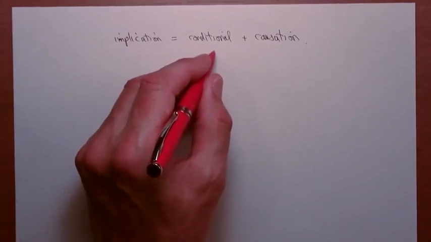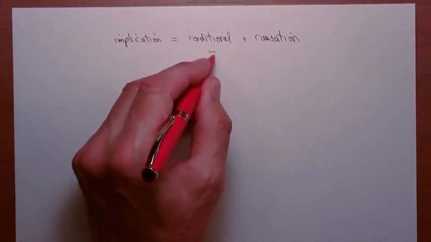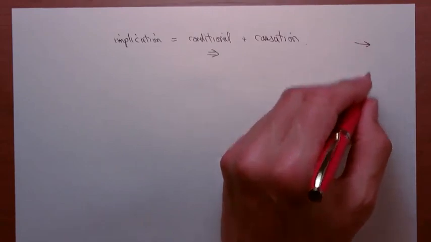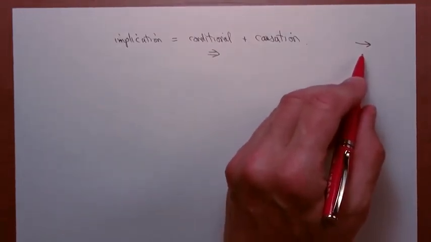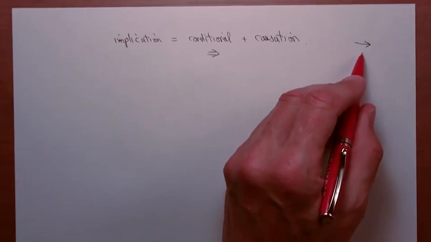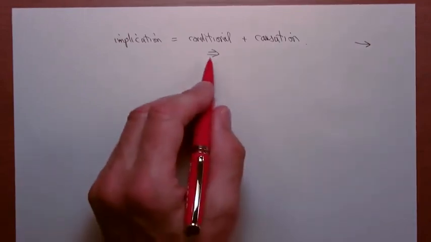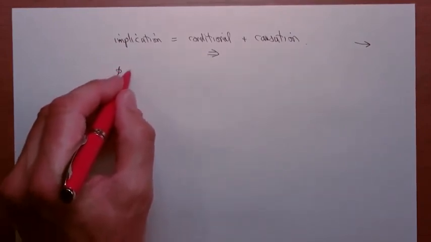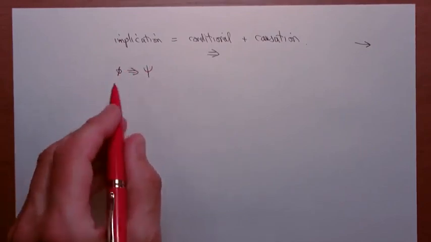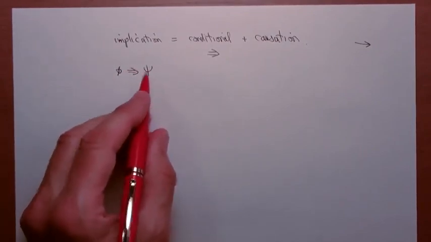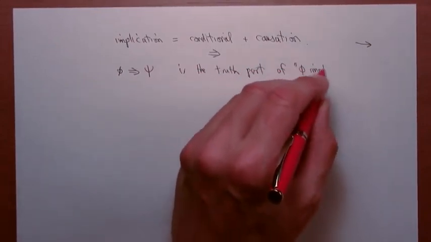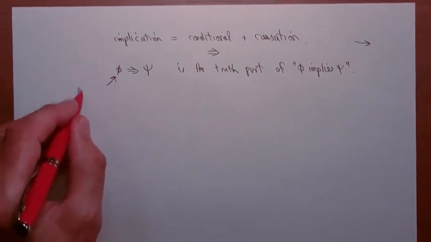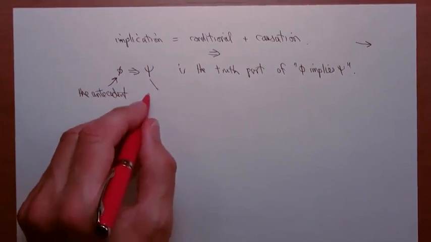The symbol that we use normally for conditional, or at least the symbol I'm going to use, is a double arrow. Lots of textbooks use a single arrow, but that has many uses in mathematics. We're certainly going to use that for something else later on in the course. So to avoid confusion, I'm going to stick to this notation for the conditional. So I'm going to write conditional expressions like this. That's the truth part of phi implies psi. When we have a conditional, we call phi the antecedent, and we call psi the consequent.